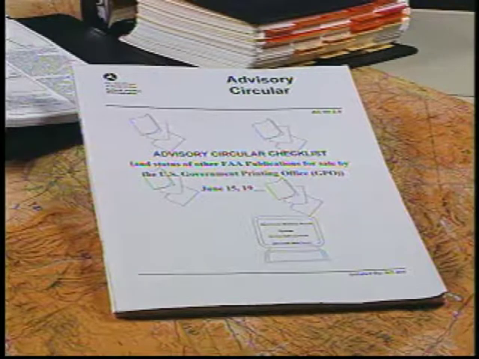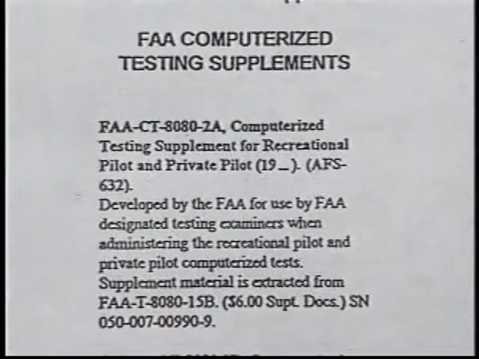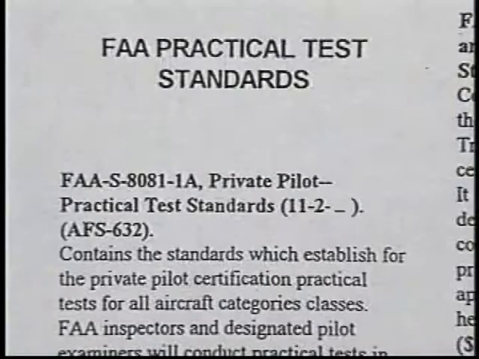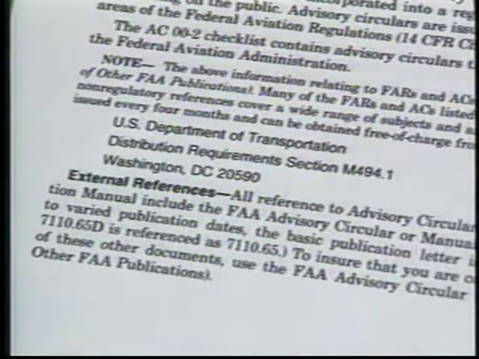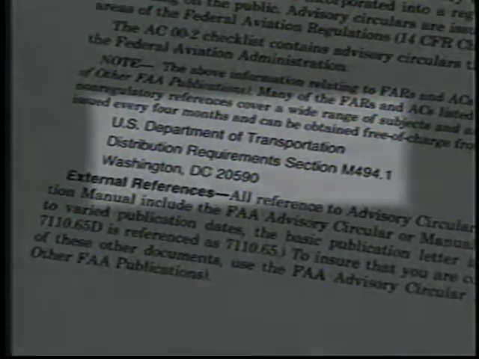A listing of all the ACs and their current status can be obtained from the Advisory Circular Checklist. Also included in this checklist is a listing of FAA publications sold by the Government Printing Office. A couple of these are the FAA Computerized Testing Supplements and the Practical Test Standards. You can order a free copy of the AC checklist from the address listed at the beginning of the AIM.